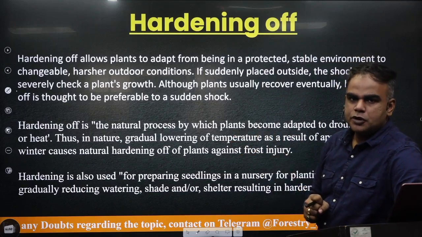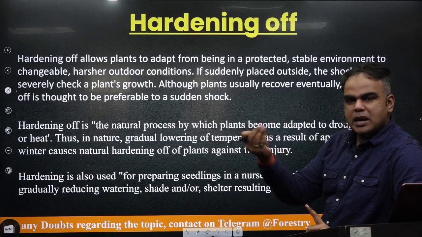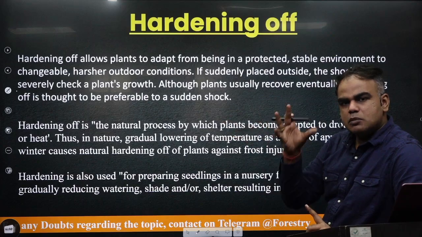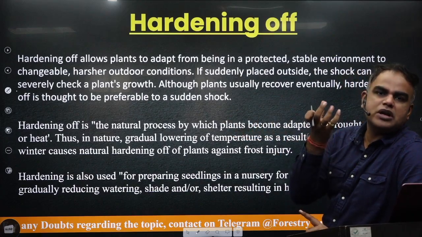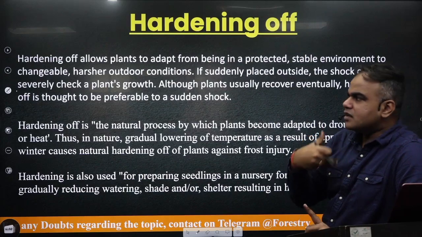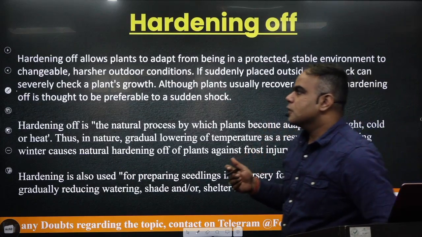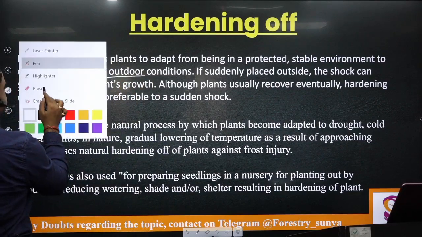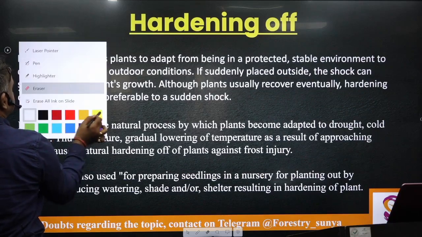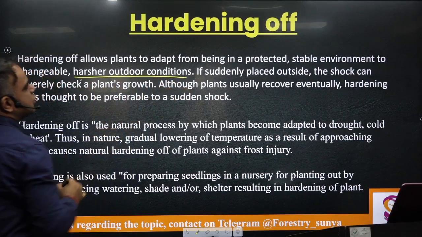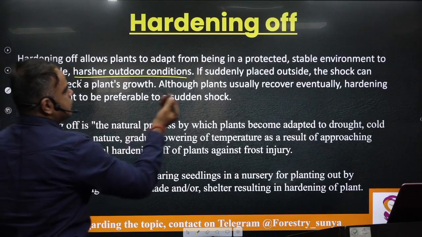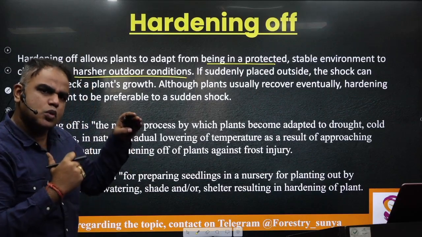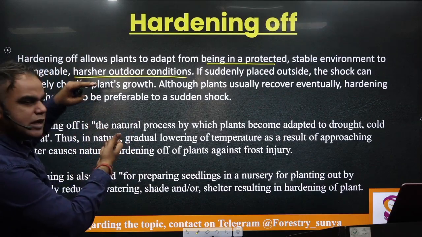So they would have been remaining in the nurseries or in a relatively protected stage, but the moment you take them out to harsher or drier or tougher conditions, that is the part of hardening off. So we go into harsher outdoor conditions. They were living in a protected stable environment, and here only a one or two line definition will do. I'm just explaining it for the sake of it.